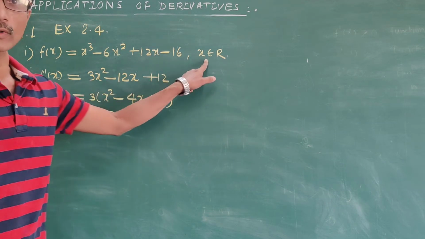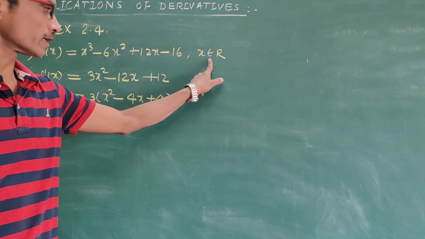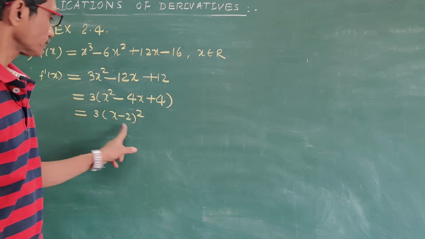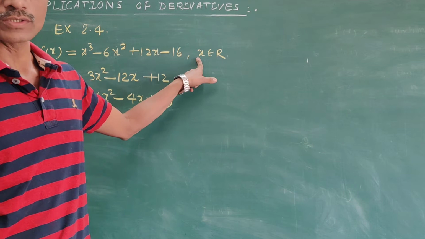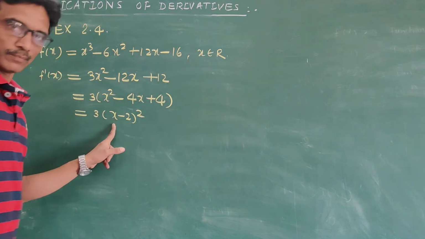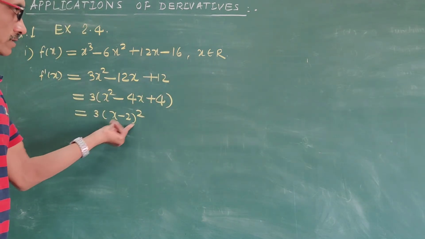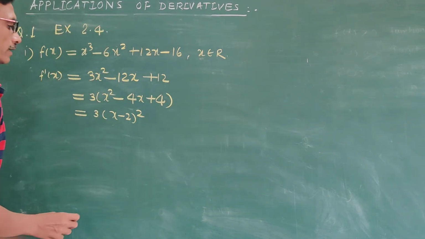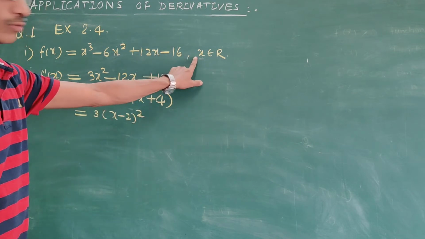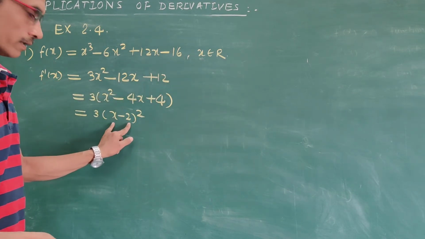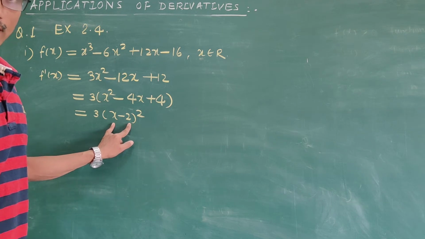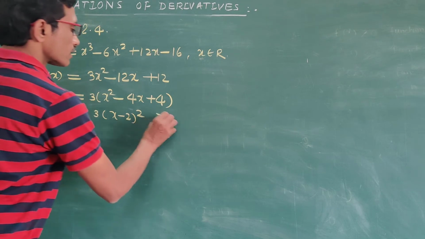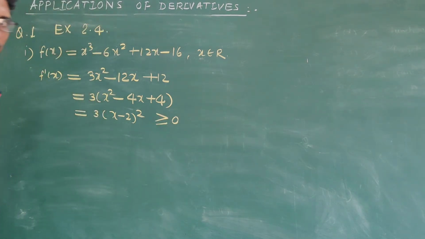Now, as x belongs to R, x is a real number, so x + 2 clearly is a real number. This may be equal to 0 or not equal to 0, that is, x may be equal to −2 or not. Accordingly, it may be 0 if x = −2. But the square of any real number is always non-negative, so we can put a greater than or equal to sign here.